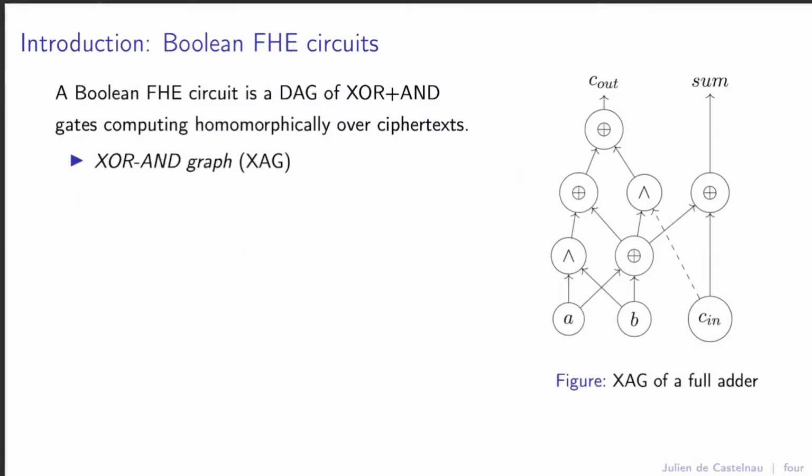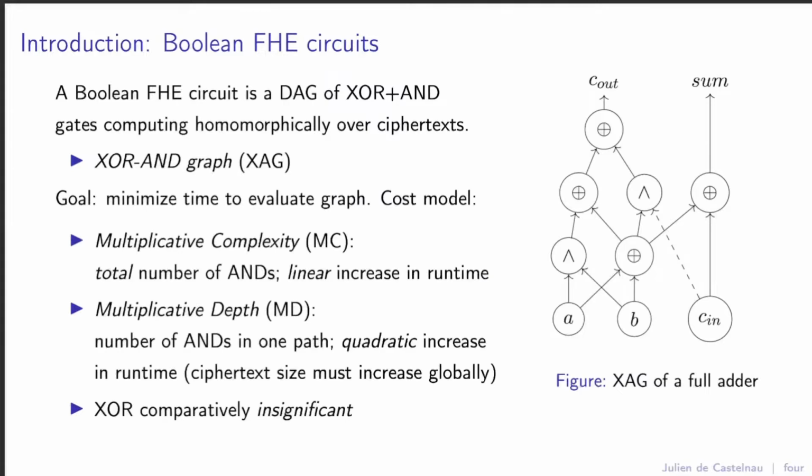First though, I will discuss how FHE computation is represented. We say a Boolean FHE circuit is a DAG of XOR and AND gates that compute homomorphically over ciphertexts. This is also called an XOR-AND graph, and an example for a full adder circuit is pictured at the right. Our goal is to minimize the time to evaluate the homomorphic computation in this graph. The cost of doing so is primarily dictated by two factors, the multiplicative complexity and the multiplicative depth.